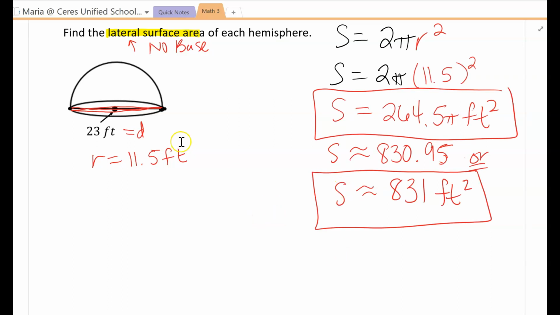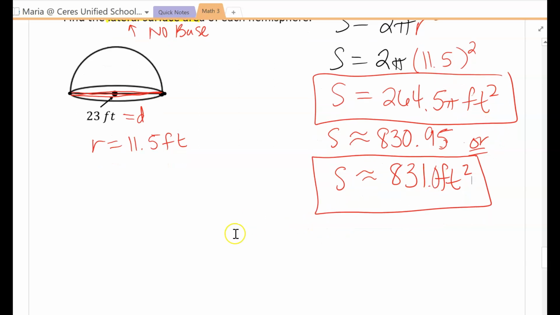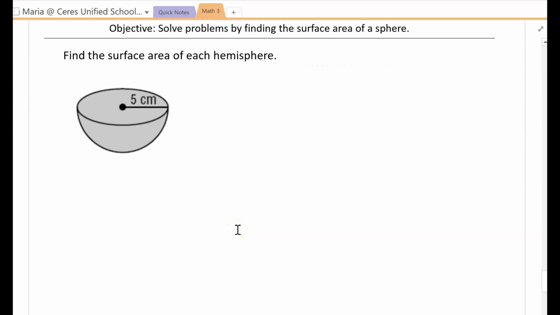All right, so hopefully you paused the video. So here's the solution. Your radius again was 11.5, so just plug it in, square 11.5, and then multiply by 2. It gives you 264.5 pi feet squared. So then if you multiply by pi, you get 830.95, but if you round to the nearest tenth, that's really 831.0 feet squared. Okay? All right, so now let's look at the next example.